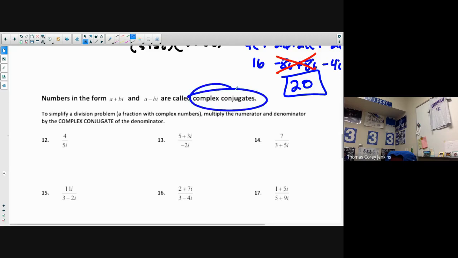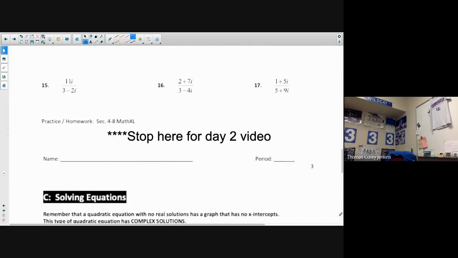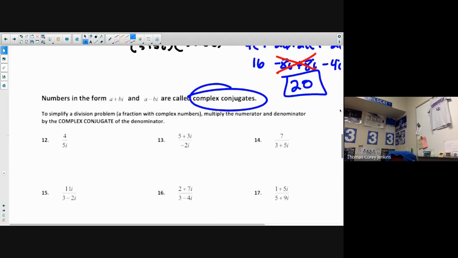All right, so we will finish out the day 1 notes, and I know this is kind of a long set of notes for day 1, but this will lead us into day 2 pretty nicely. All right, so the directions here say to simplify a division problem or a fraction with complex numbers, multiply the numerator and denominator by the complex conjugate. In other words, you can't have an imaginary number in your denominator, right? That's what you've got to get rid of.